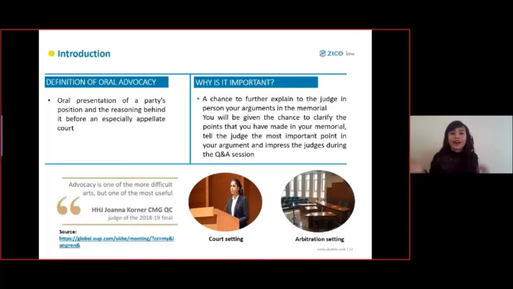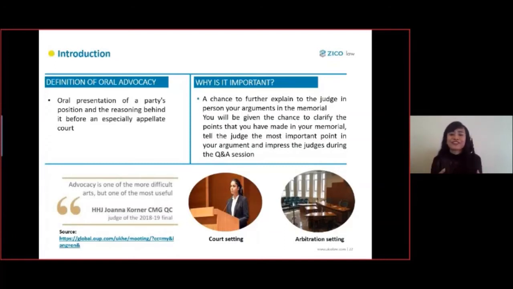So why is oral advocacy important? Now you may even ask me, why do I need to know why? I mean, it's a moot competition. Of course you need to do oral submission, right? But this is not the case in real life. In real life, practically, once you have given your written submission to the judge, sometimes the judge may not even ask you to give an oral submission. But let me just tell you why it's important.